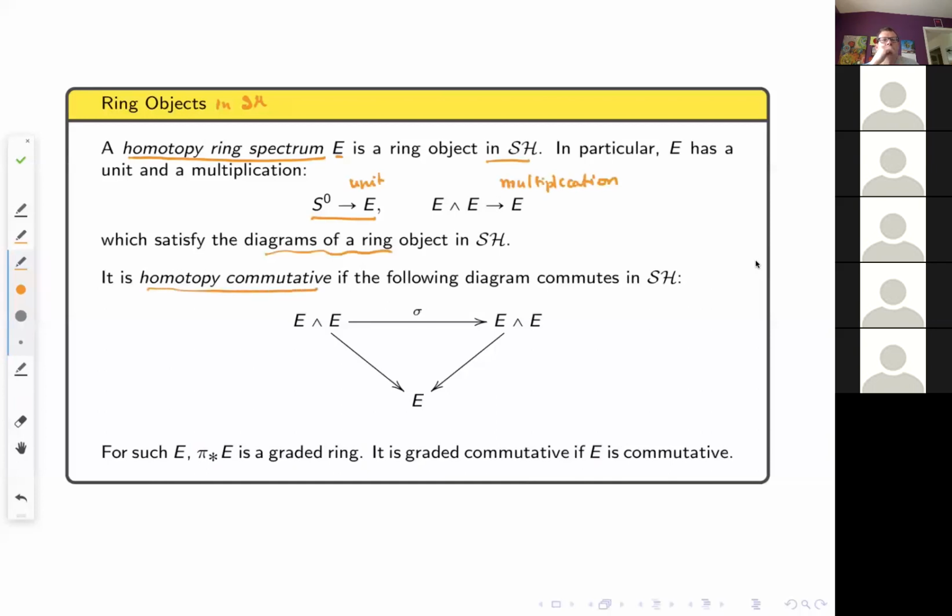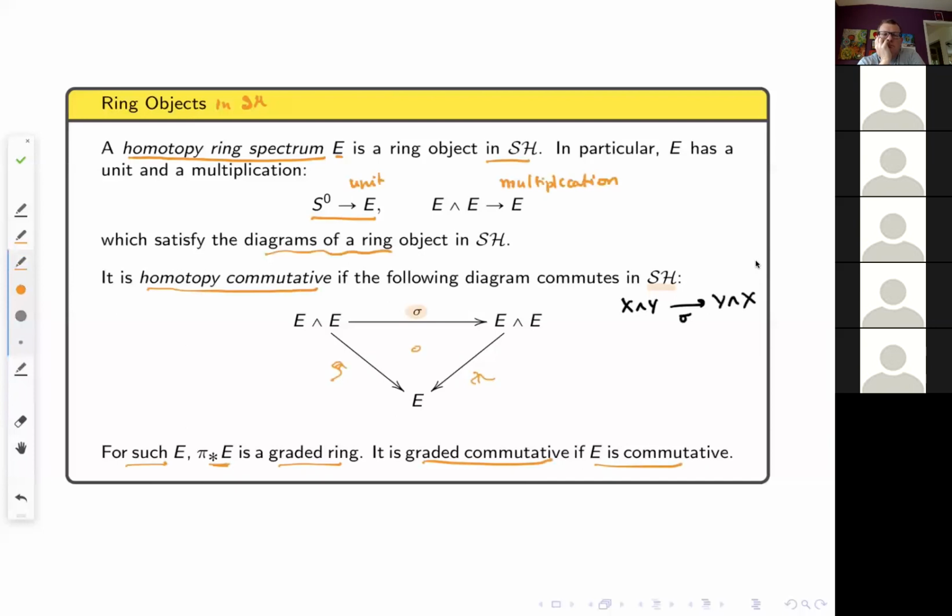Now we'll say that E is homotopy commutative if this diagram commutes. Here sigma, remember SH is a symmetric monoidal category, so there's a structure map for the symmetric part of the monoidal category. So there's always a map sigma like so. If E is a ring spectrum, it has these multiplication maps here, and we want this diagram to commute. If we have such an E, then pi star is going to be a graded ring, and it's going to be graded commutative if E is commutative. So you pick up signs when you switch elements. That's what I'll mean by rings.